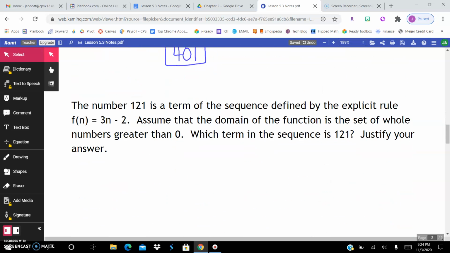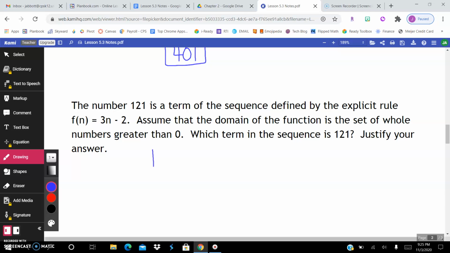The number 121 is a term of the sequence defined by the explicit rule f of n equals 3n minus 2. Assume that the domain of the function is the set of whole numbers greater than 0. Which term in the sequence is 121? Justify your answer. So they plugged in the number of the term and they got 121 out as an answer. So we have to work our way back.